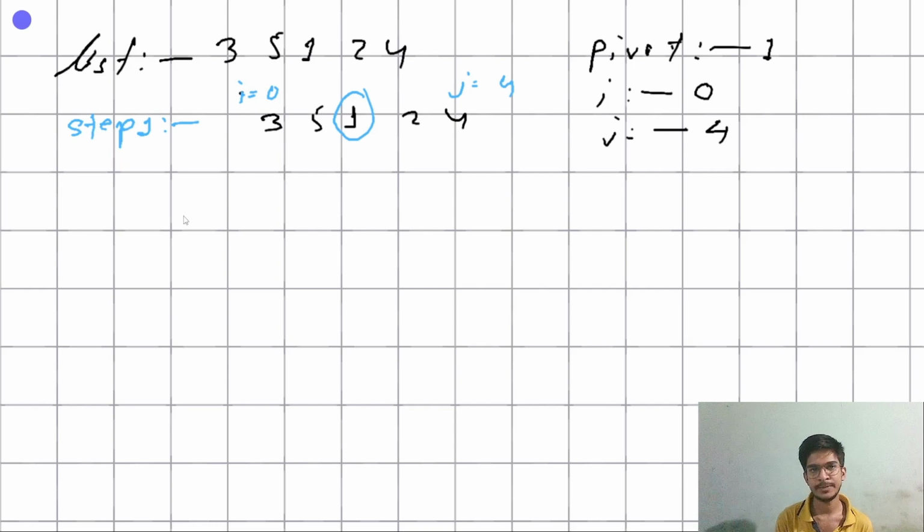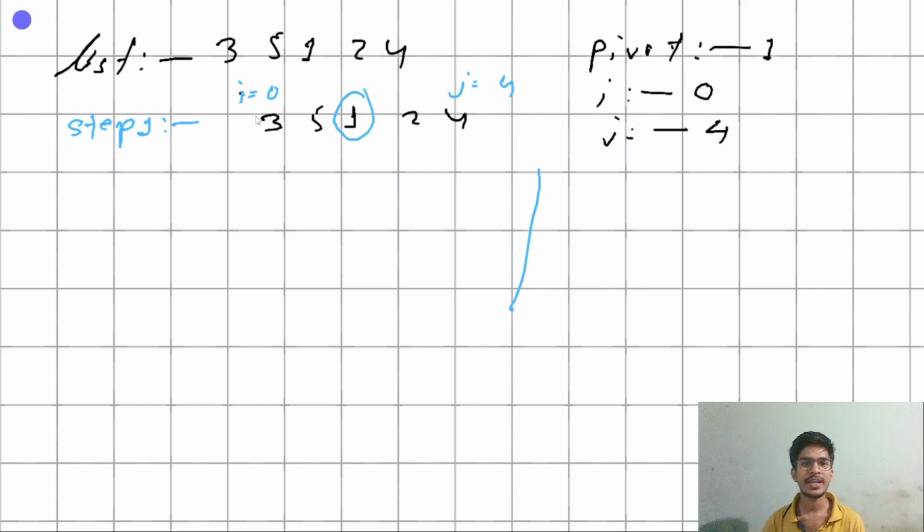So now it will check, what check will it do? First of all, it will find an element on the left hand side of the pivot which is greater than 1, and then it will stop. So if i equals 0, what will happen? In the first step, it will say okay, 3 is greater than 1. So it will stop here only. It will not increment i by 1.